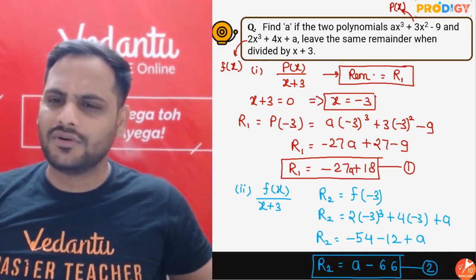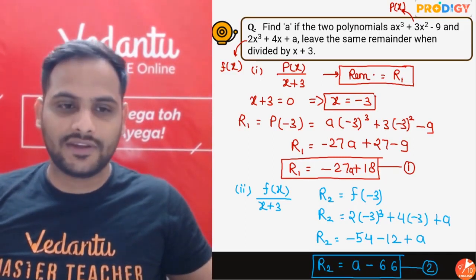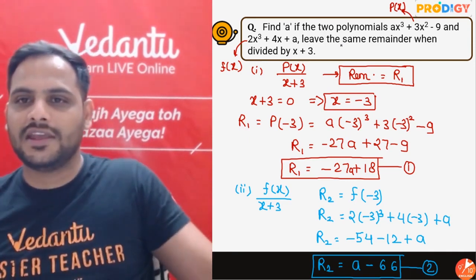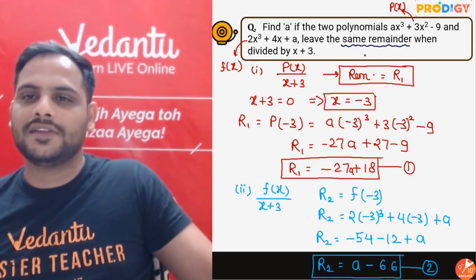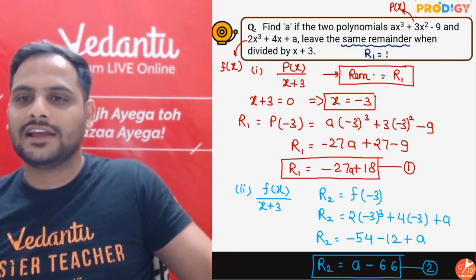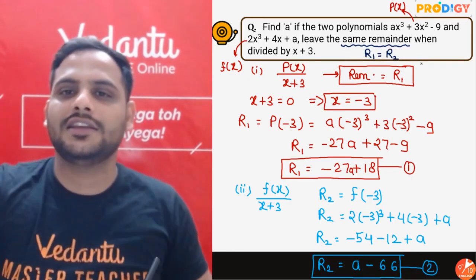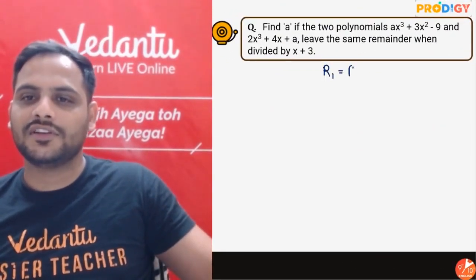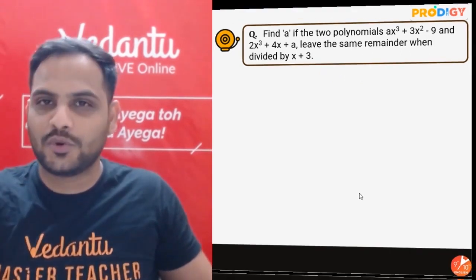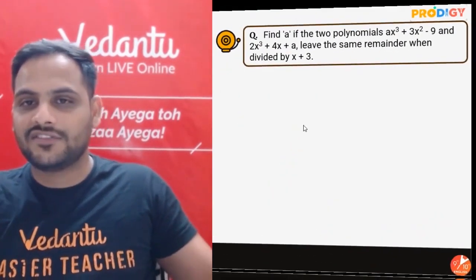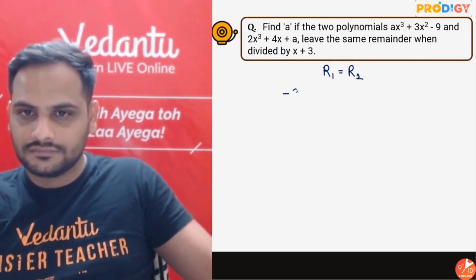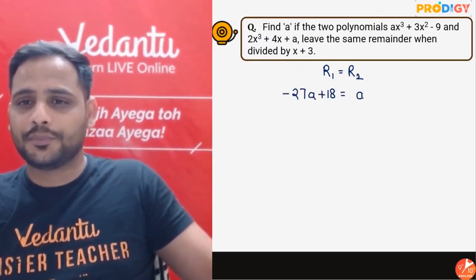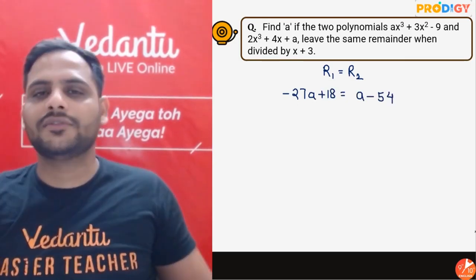अब बेटा देखो, the most important thing over here, if you'll find out, is that they leave the same remainder. The main thing is same remainder. That means I can say R1 and R2 are equal. So let's make R1 and R2 equal. We know since it is the same remainder, R1 is equal to R2. R1 is minus 27a plus 18. Minus 27a plus 18 is equal to a minus 54.